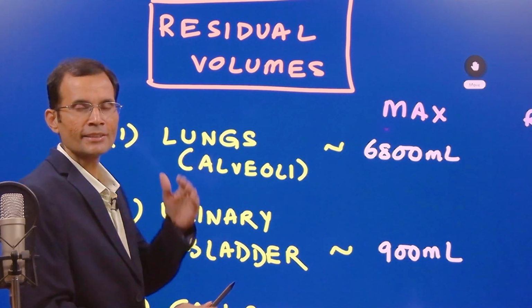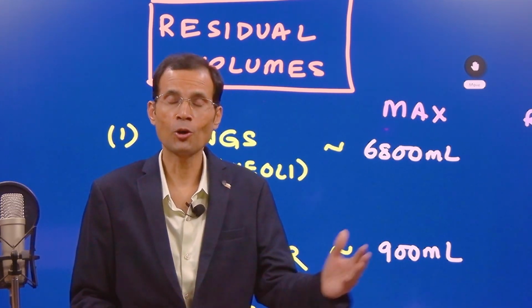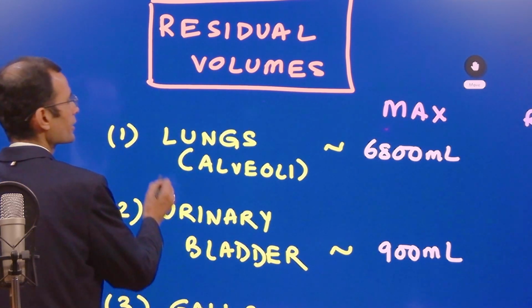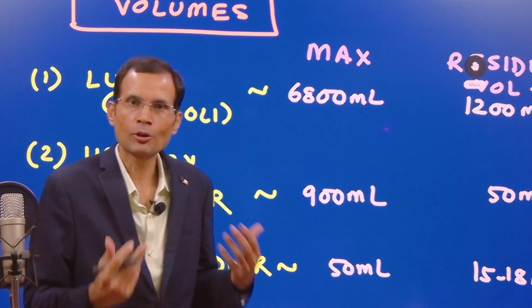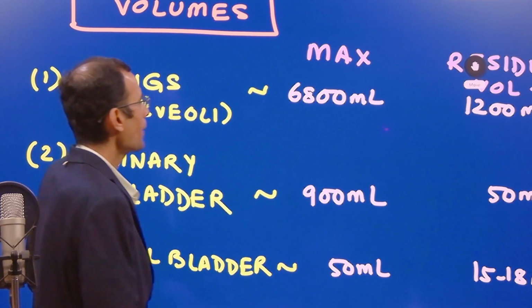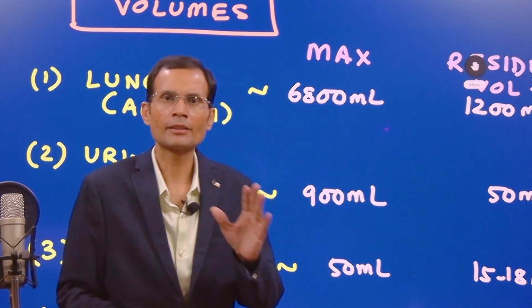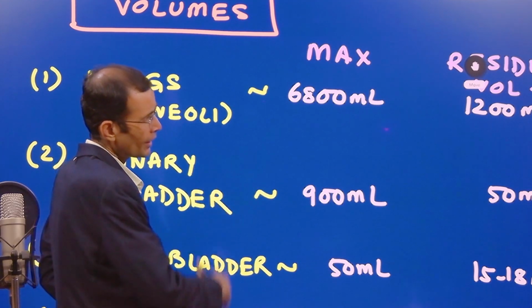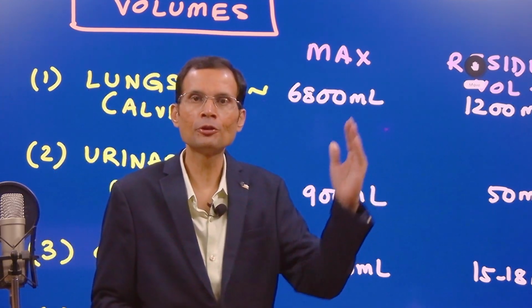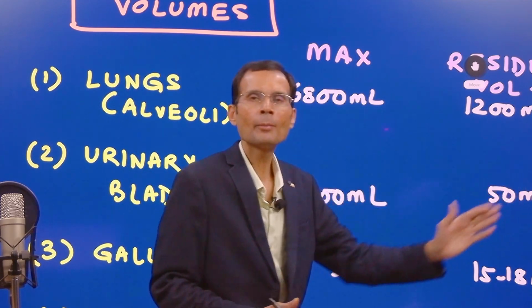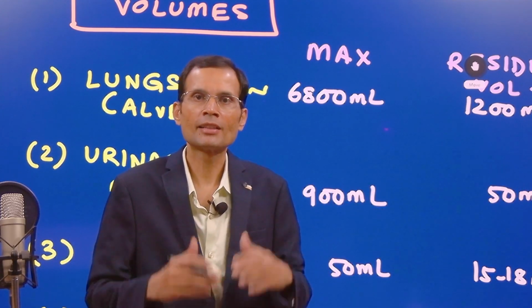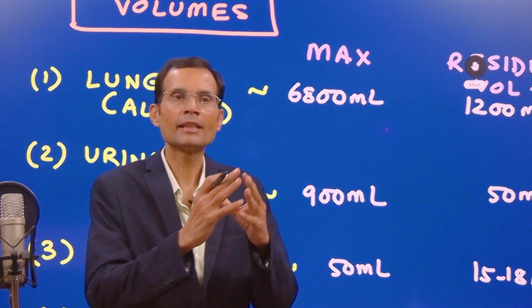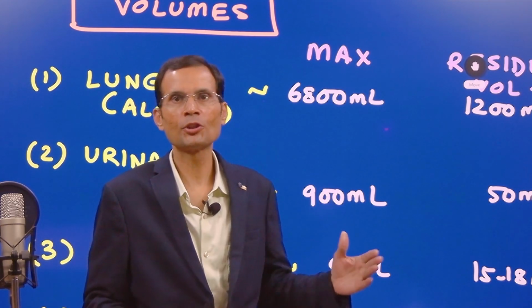Let's see the residual volumes for different such hollow organs or hollow spheres in the body. Starting with, of course, lungs, because we already are aware of the residual volume in the lungs. Maximum capacity of the lungs, that is total lung capacity, is in the range of 6,800 ml. But out of that, after maximum forceful expiration, some 1200 ml stays behind. It never comes out, and that is the residual volume for the lungs. It maintains the alveoli in a certain distended state, and for that this residual volume is necessary.